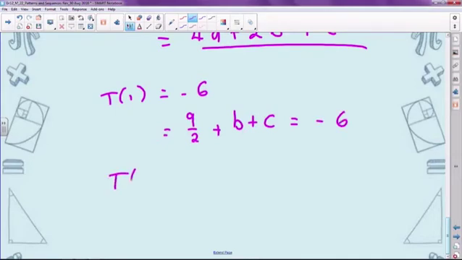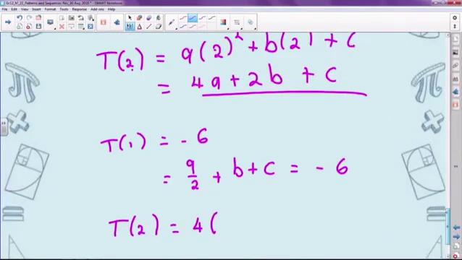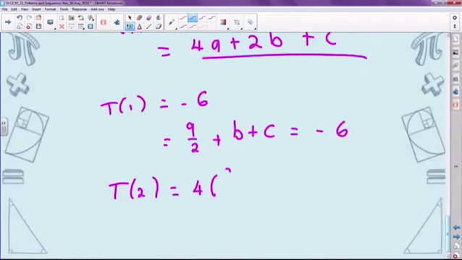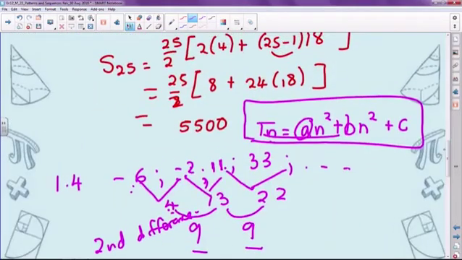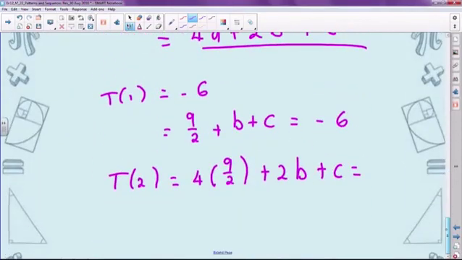In a similar way, you can say, well, term 2 is going to be given by 4 times A, and 4 times A was 9 over 2, plus 2 times B plus C is equal to, well, we saw that the value of term 2 was minus 2. So we equate that to minus 2.